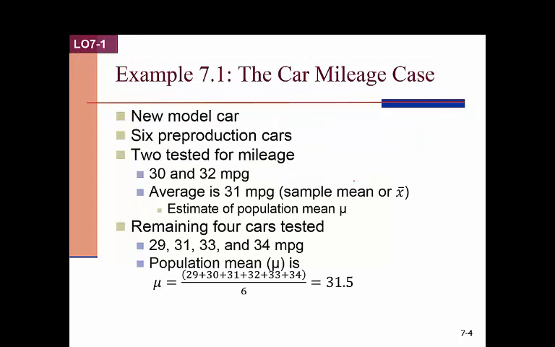Now let's start off with an example. You're looking at that miles per gallon example again. You have a new car and they're pre-production. You look at the mileage. You have two of them, and it's 30 and 32 miles per gallon. The average is 31, so our mean x bar is 31. You take 4 other cars and that mean is 31.5.